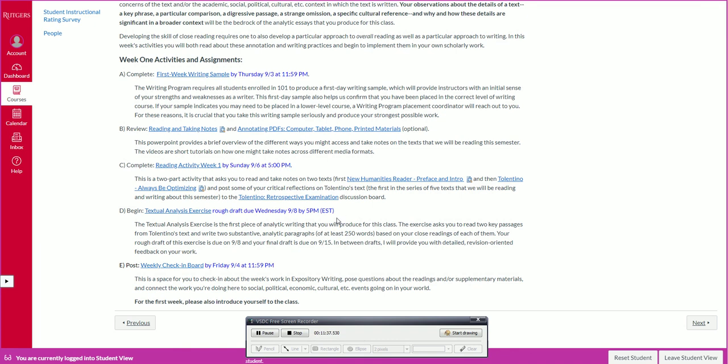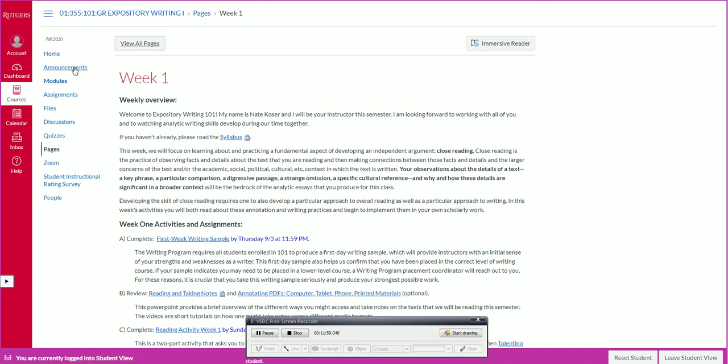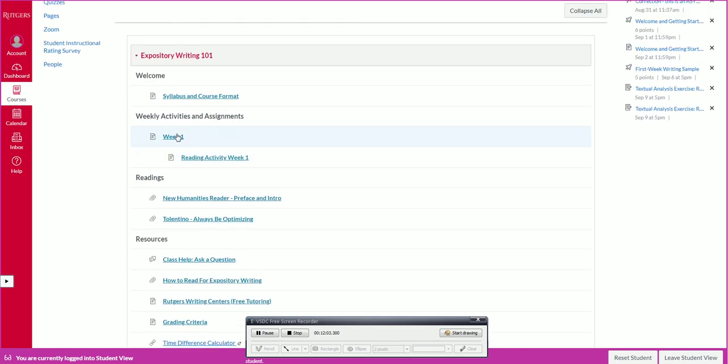Okay. And then finally, there's a weekly check-in board where you should, every Friday, tell me what you've been thinking, if you have any concerns or questions about materials, and connect the work you're doing to the events going on in your world. All right. So every week you'll have a page like this that tells you what to do, all in one nice little spot.